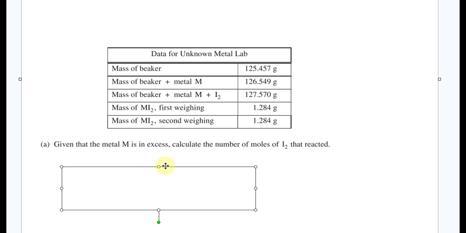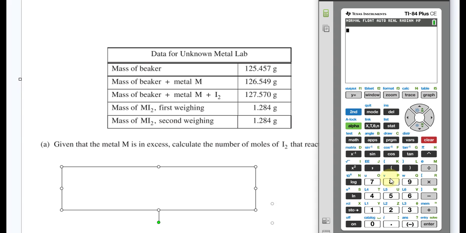Now, be careful with this subtraction, because let me get the calculator out and we'll do it. First of all, because there's a lot of numbers involved, I guess we could just go with, and forget the 12, but I'll do the whole set of numbers. 127.57. That's this weight. Then I'm subtracting just the beaker and the metal. And minus 126.549, double check, 127, 126, enter. This has got to be the mass of our iodine.